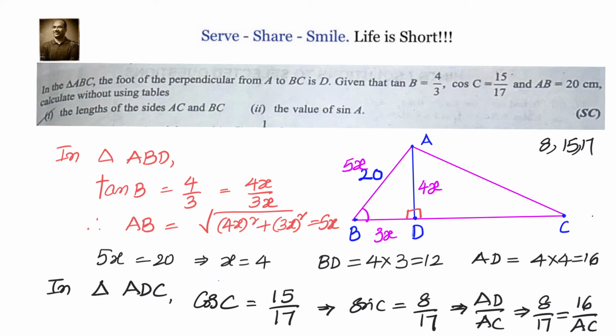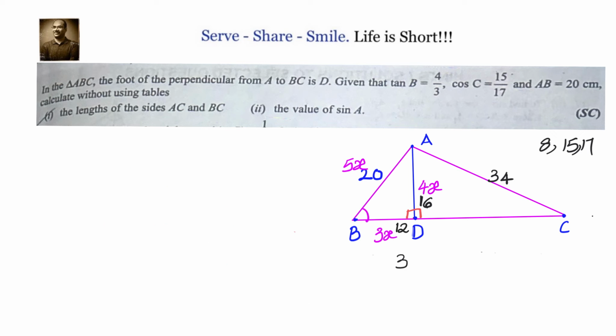We got AC equals 34. We already know that AD equals 16. Now we need to calculate DC value. Once we got the DC value, BD plus DC will be equals to BC. Now let us use cos C, what they have given us. Cos C is 15 by 17, that is equals to DC divided by 34. Now that will give you DC equals 30.